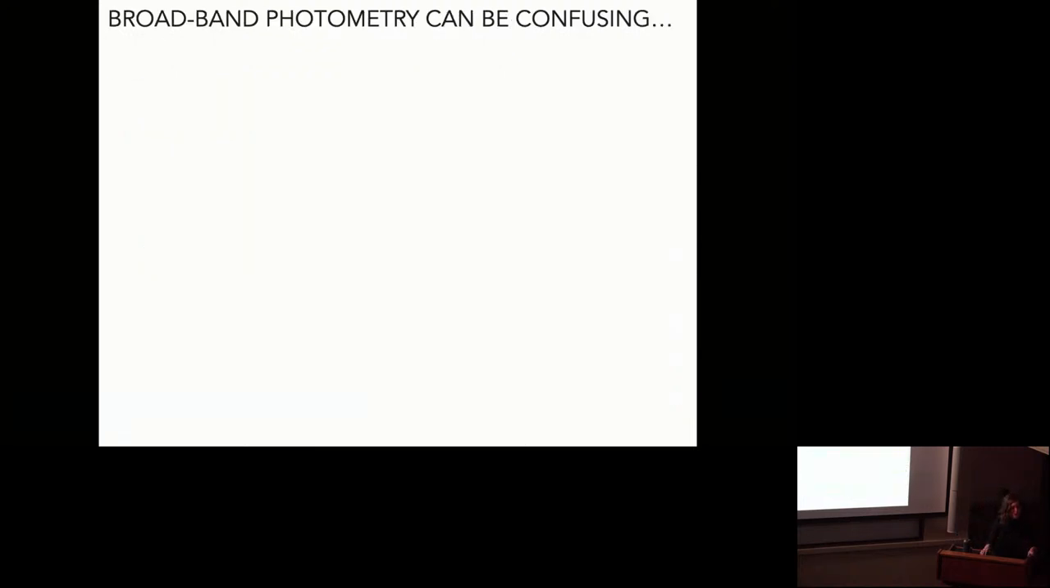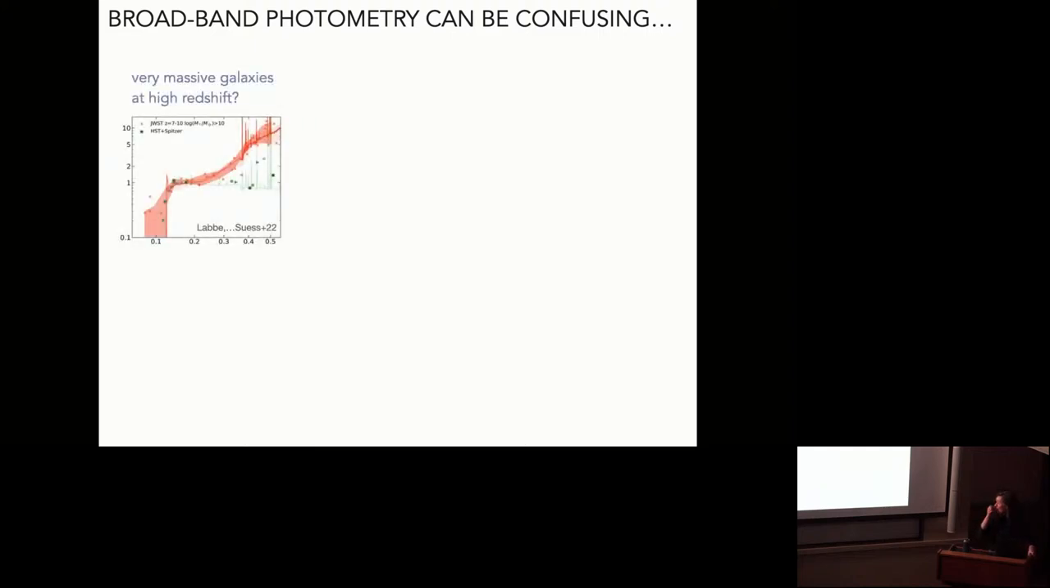But broadband photometry can be confusing. So I figured I would pick an example where I picked on myself instead of somebody else, which is that early in the summer, after the first JWST data dropped, we found these really weird galaxies in some of the CEERS imaging. And if you look at their SED, it looks like they're very massive galaxies at very early cosmic times. This caused, I think, more of a hubbub than we were potentially expecting.